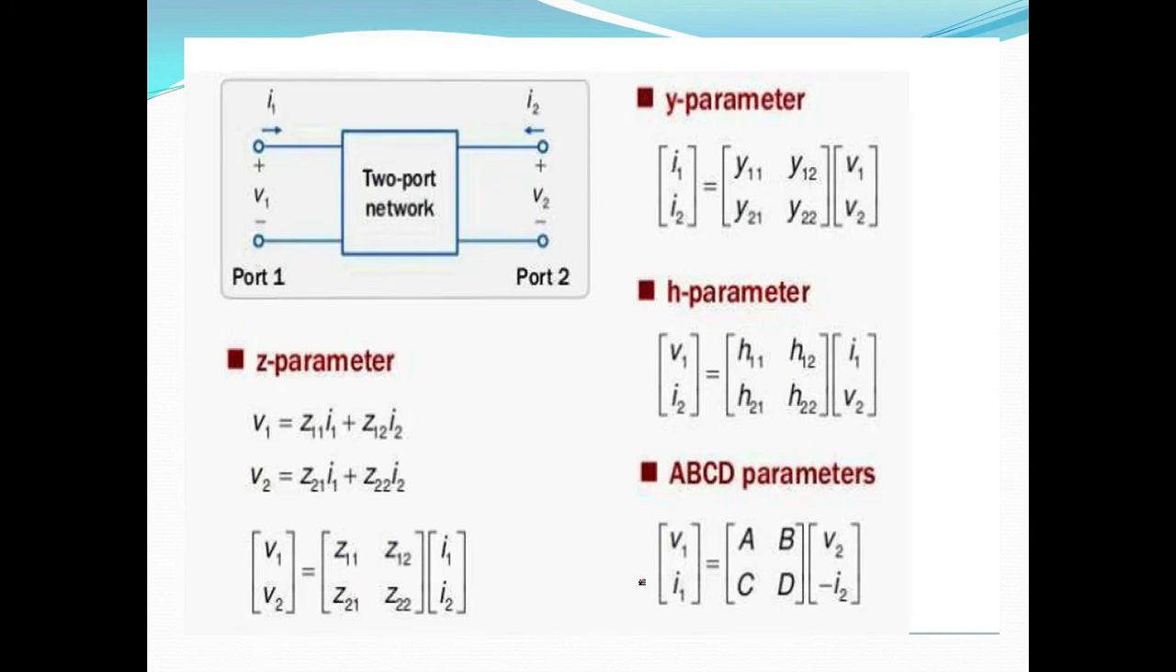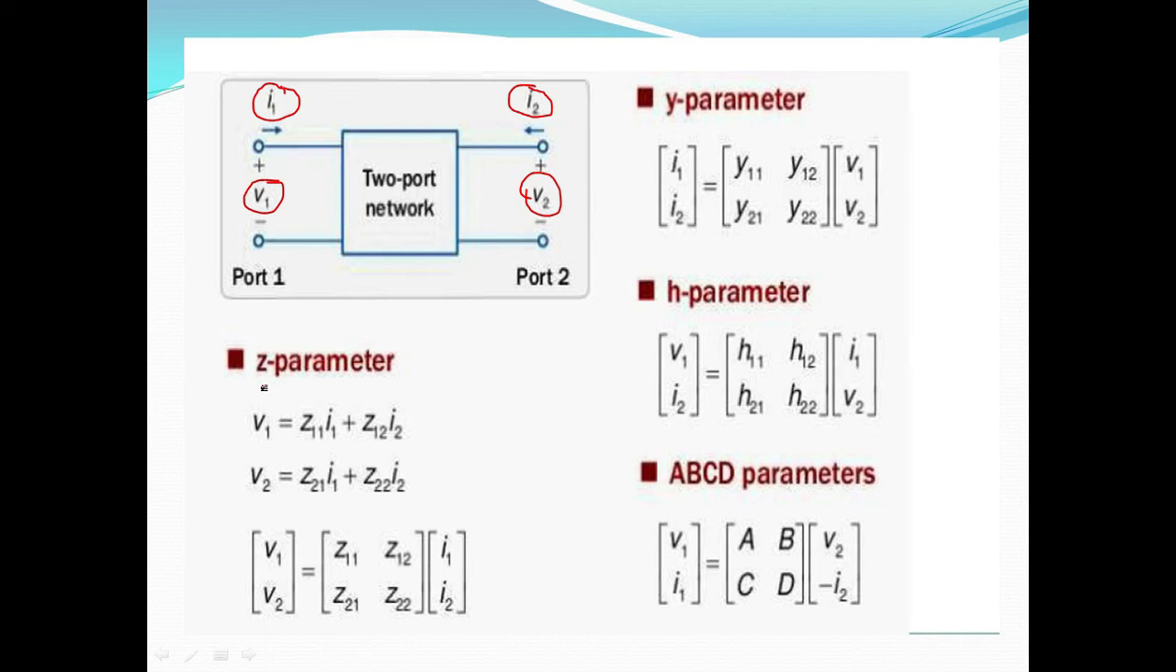Then, just to take one review of all the parameters, here is the two-port network. In the two-port network, I1 and V1 are the input current and input voltage. V1 is applied across the input port, and due to that the current I1 is flowing. The next is V2, and due to V2 the current I2 is flowing into the network. This is the basic construction of the two-port network parameters.